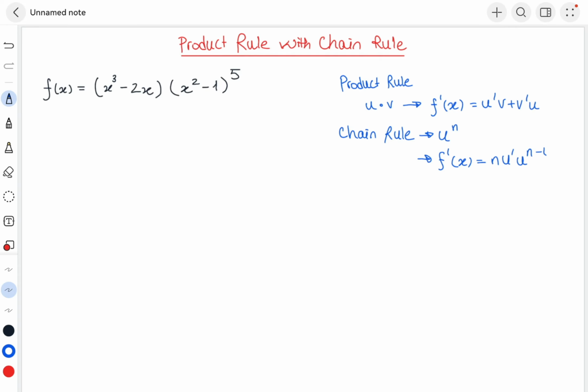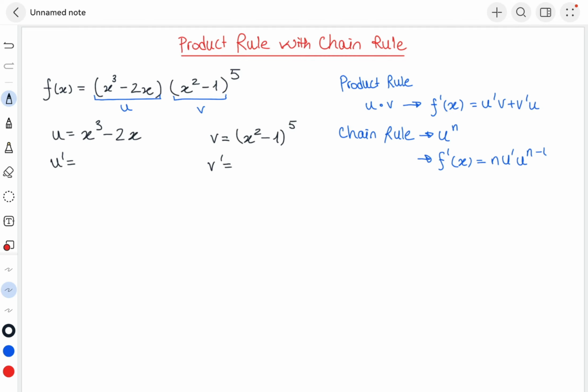So let's do this example that we have here. We have (x^3 - 2x) times (x^2 - 1)^5. First things first, we take this to be u and this to be v, as we always do. So u will be x^3 - 2x, and v will be (x^2 - 1)^5. Now we'll need to find u prime and v prime.